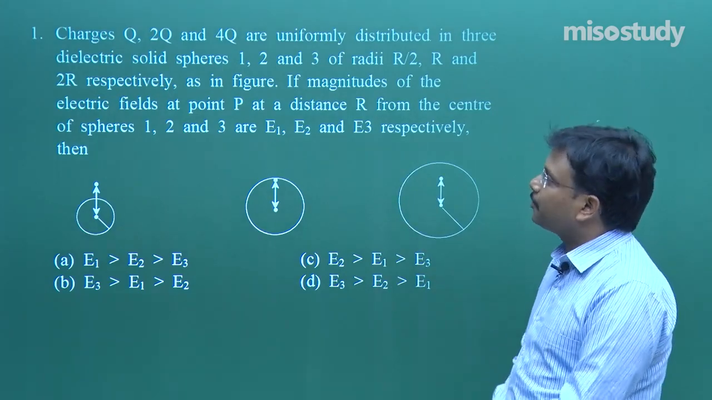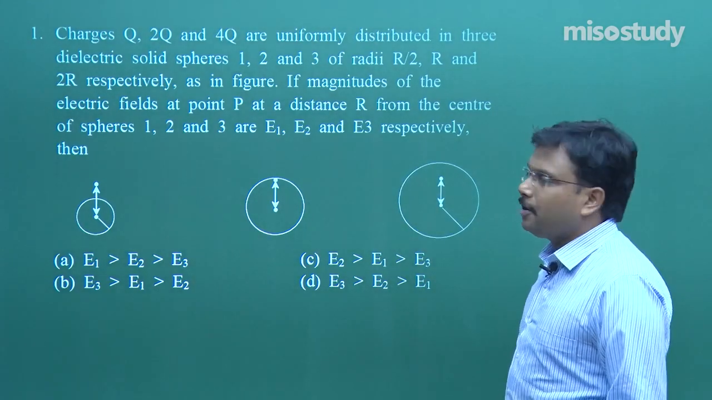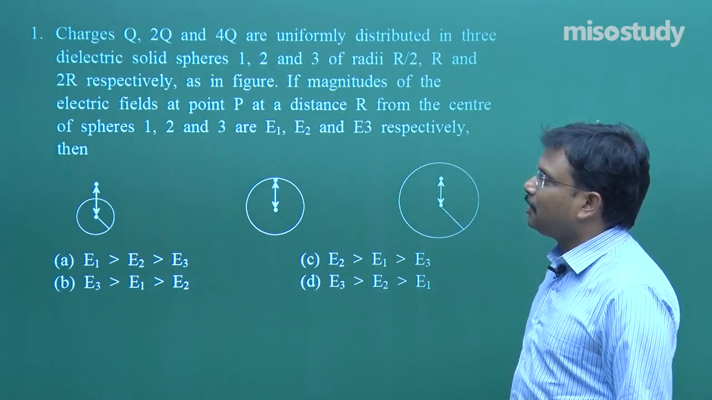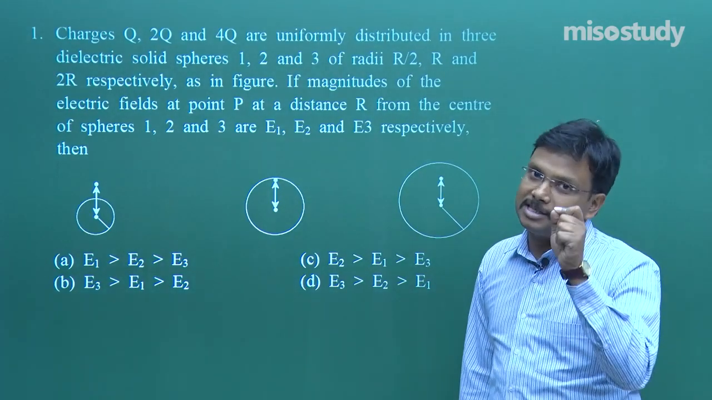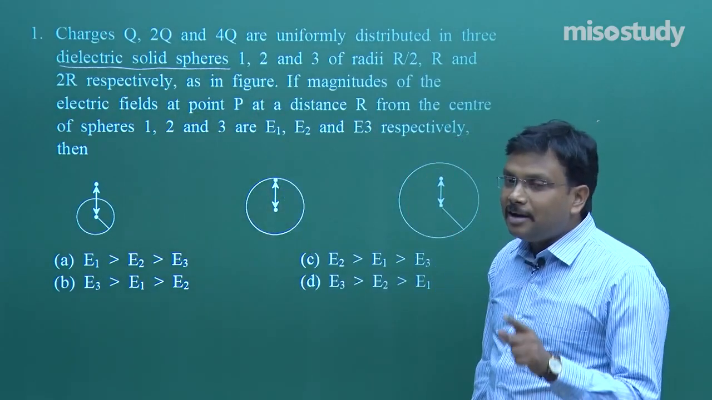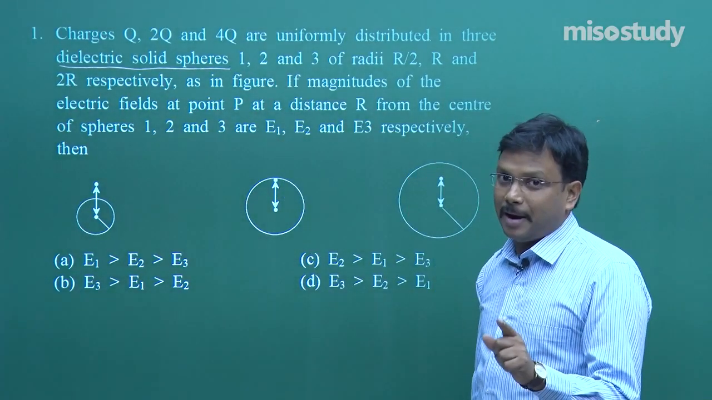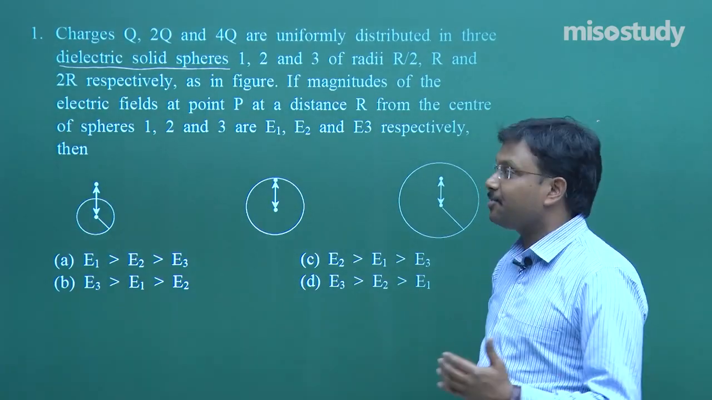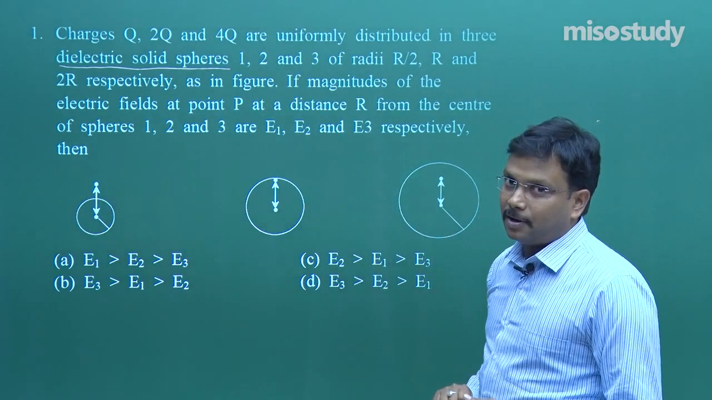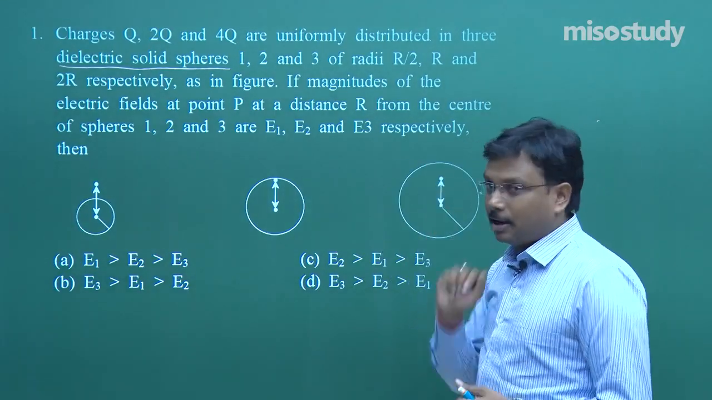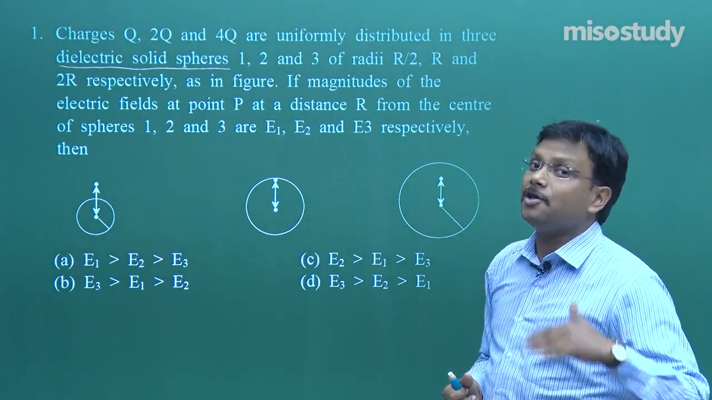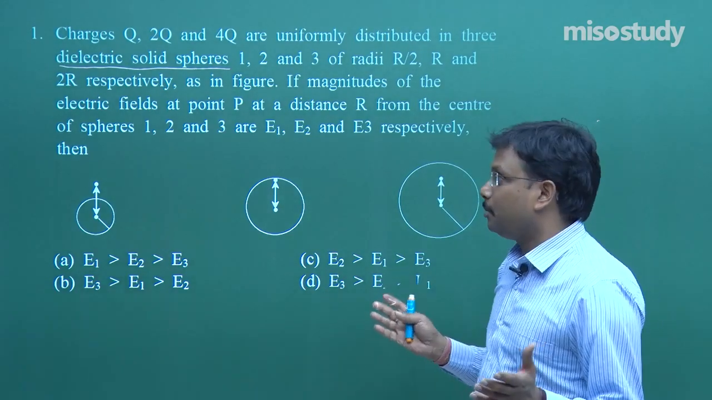So over here the question is: charges Q, 2Q and 4Q, three different charges, are uniformly distributed in three dielectric solid spheres. Now the catch point starts. Dielectric solid spheres. While reading the question for JEE Advanced pattern, obviously this strategy is also applicable for JEE Mains, but for JEE Advanced it is utmost important. It is not a conducting material, not a metallic sphere, it is not non-conducting, but it is dielectric, and the properties of dielectrics are not the same as those of insulators. Fine, that much knowledge I am sure you must have now.